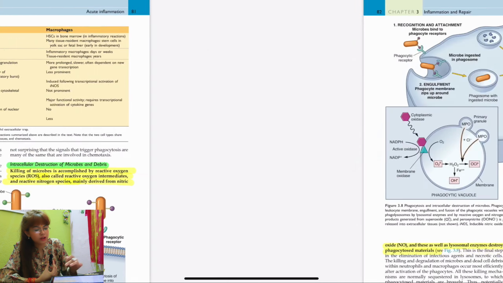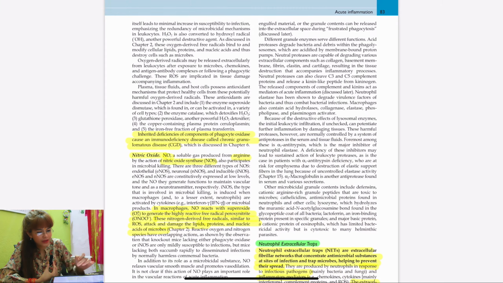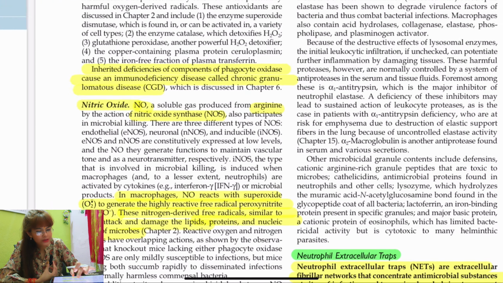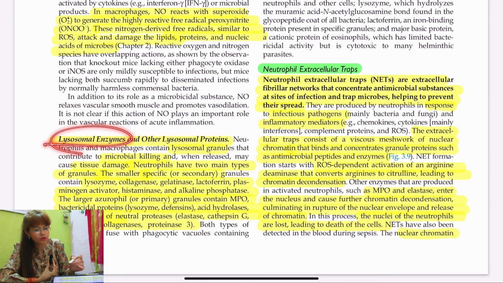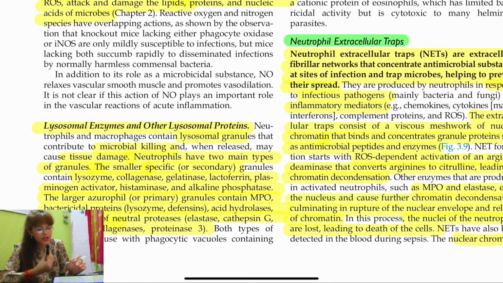So finally, there is destruction of these microbes by these reactive oxygen species. All these things are not that important. Now yes, lysosomal enzymes also act on this. The neutrophils have two main kinds of granules. Number one is the secondary granules, and you have the primary granules. So these names are again important, just go through them.